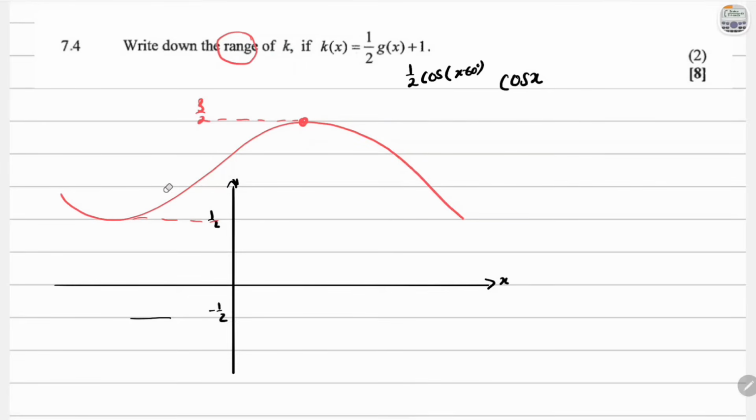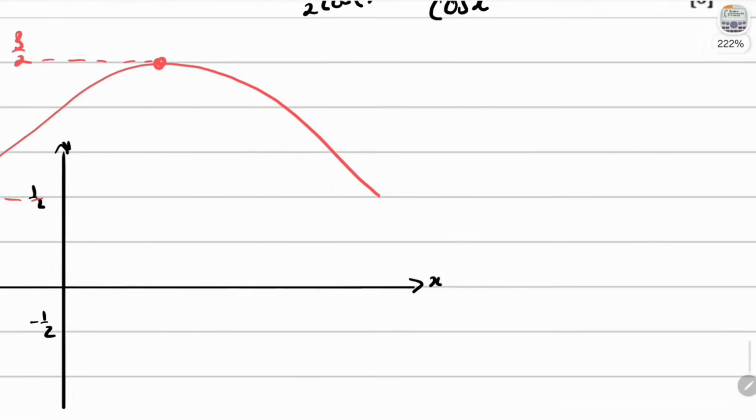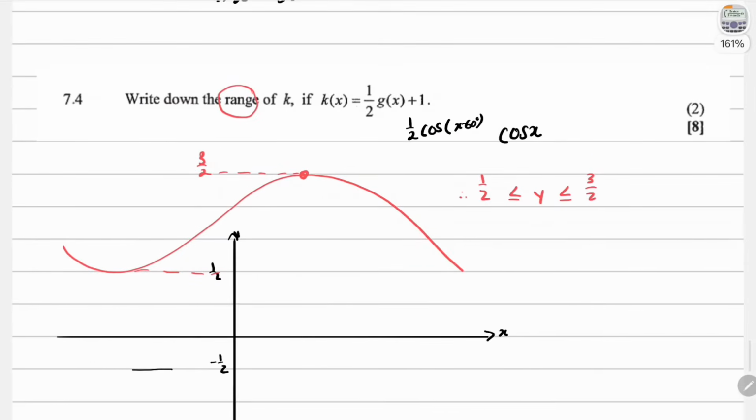Since it has every single y value, but it does not go below a half and does not go above 3 over 2, then the y values would look like this. So the range should be y is greater than or equal to 1 over 2, but less than or equal to 3 over 2. And that will be our answer.